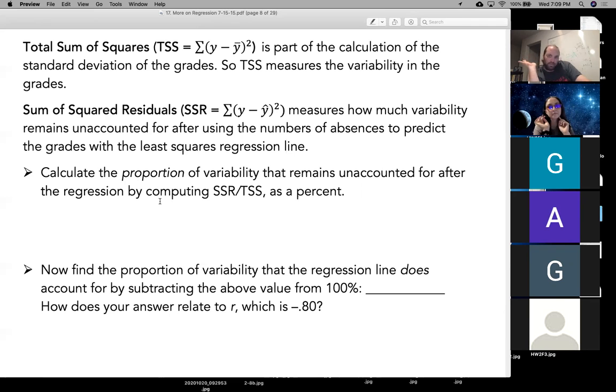Lair, is that your hand up? I can't tell. Okay, so Lair, go ahead. What does R squared represent? Wasn't it basically saying like the value, whatever R squared is, the percent of the variability that is directly related to X or something? Yes, that's very, very good.